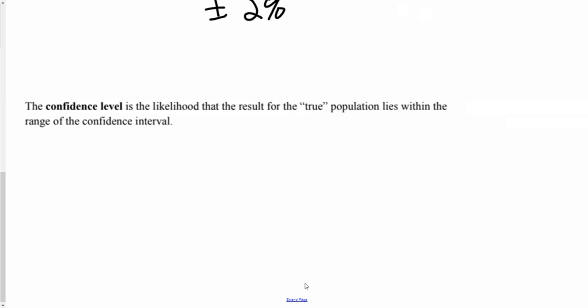Now, your confidence level is the likelihood that the result is true. Once again, we usually state this as a percentage. You usually would like a high level of confidence. But sometimes, depending on the poll, and this is what we want to teach you, is how accurate these polls are.